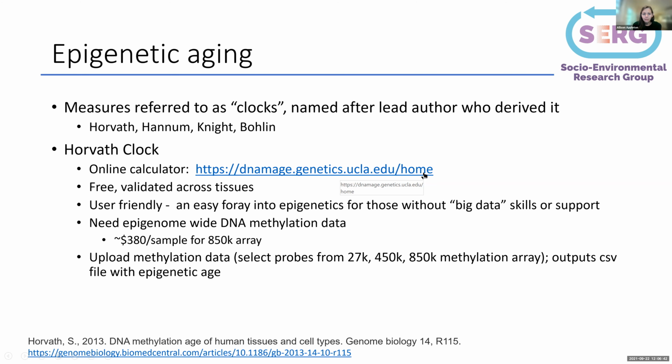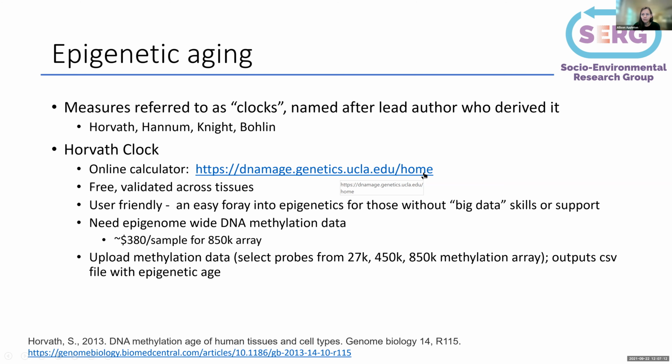And certainly if you're working on a project that has existing DNA methylation data, you just need some probes from some of these existing arrays, the 27K, 450K, and 850K methylation array. As I said, you just upload the probes and it outputs the CSV file that has the epigenetic aging data. So if these data exist in your project, there's no harm and no cost associated with obtaining the epigenetic age data with the Horvath clock.